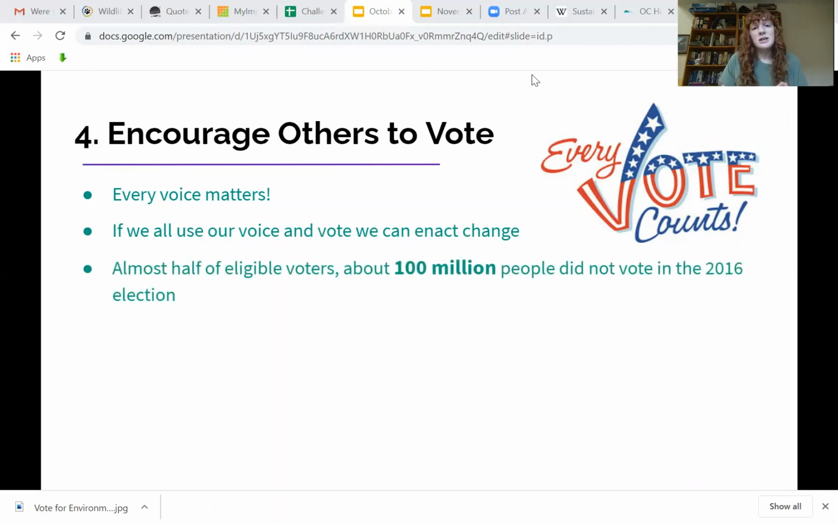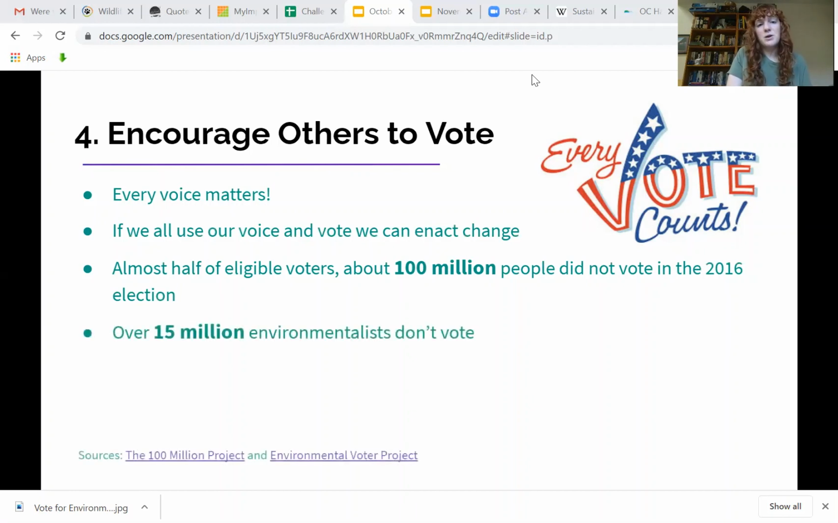An interesting statistic is that almost half of eligible voters, about 100 million people, did not vote in the 2016 election. And a number from Environmental Voter Project is that over 15 million environmentalists don't vote. So it's really important to encourage others who care about the environment, or just anyone in general, to get out there and vote so that they can make change about what they believe in.